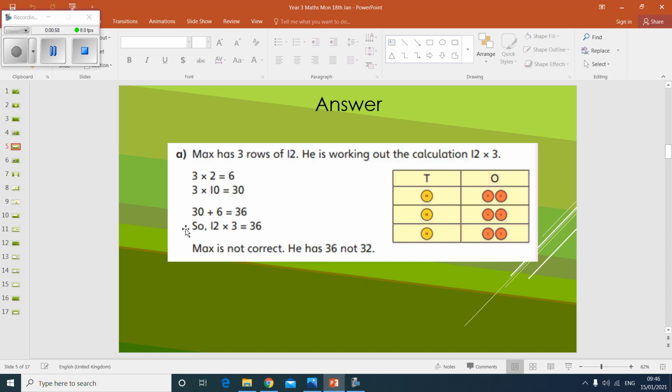So here is the answer. Max has 3 rows of 12. He's working out the calculation 12 times 3, and he does that by breaking or partitioning the number 12 into tens and ones. We have 3 times 2 is 6, and 3 times 10 is 30. 30 add 6 equals 36. So 12 times 3 is 36. However, Max is not correct because he should have 36 and not 32.